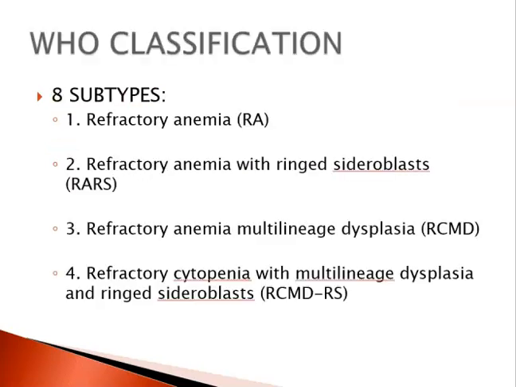The WHO classification system for MDS has 8 classes or subtypes. The first is the refractory anemia, or the RA. The second one is the refractory anemia with ring sideroblast, or the RARS. Third is the refractory cytopenia with multi-lineage dysplasia, or RCMD. Fourth is refractory cytopenia with multi-lineage dysplasia with ring sideroblast, or RCMD-RS.